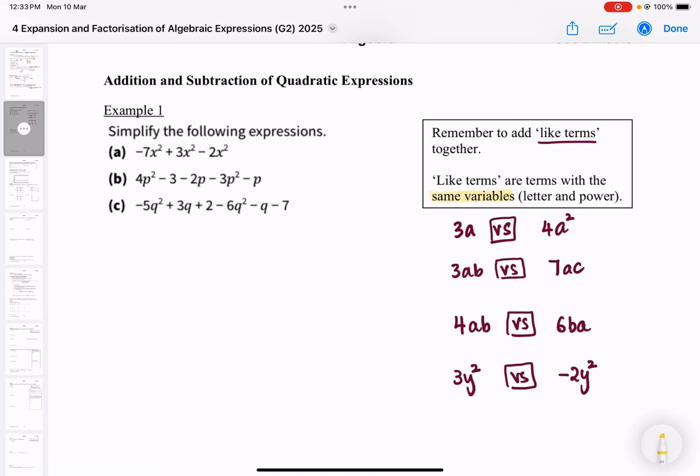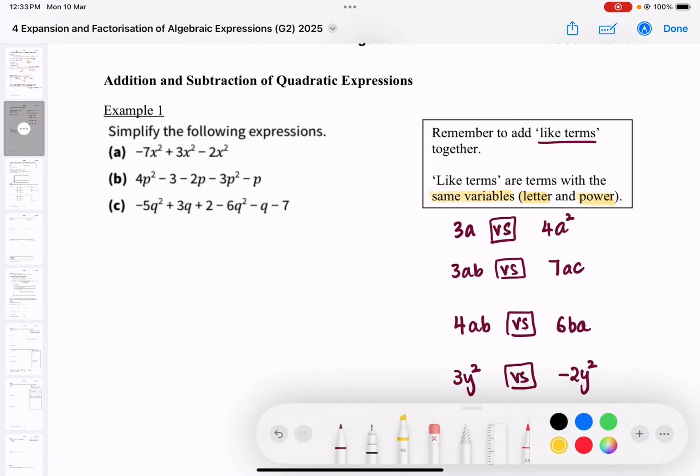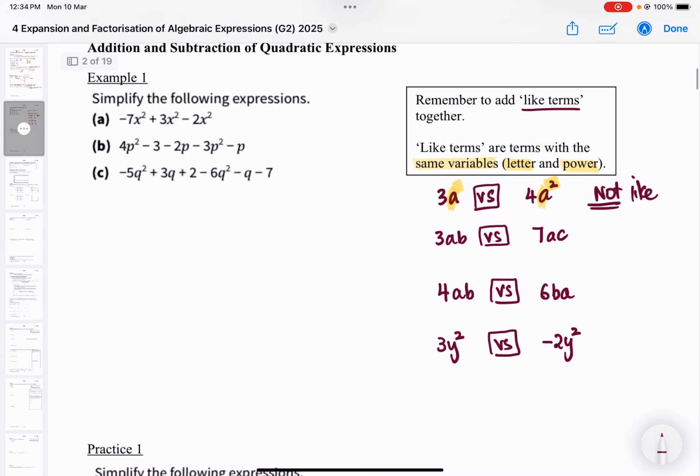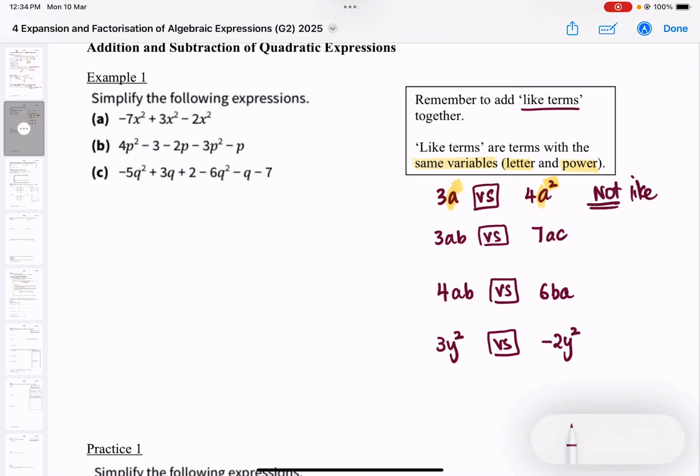Now same variables contains two things. Firstly, it must be the same letter, the same alphabet, and secondly, the power of the alphabet must be the same. So I've written down some examples here for us to take a look. For example, 3a versus 4a squared. You can see that the letter is the same, but this is power 2, whereas here the power is 1. This means they are not like terms.